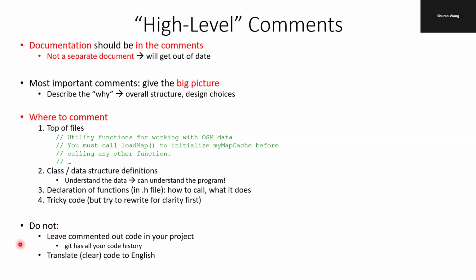Do not leave commented out code in your project. This will make your files big, and Git has all your code history if you need to look back. So do not leave commented out code in your project, especially before submission. Remove all commented out code in your project. And do not translate clear code to English. If the code is doing addition and you just say "do addition", then that's not necessary.